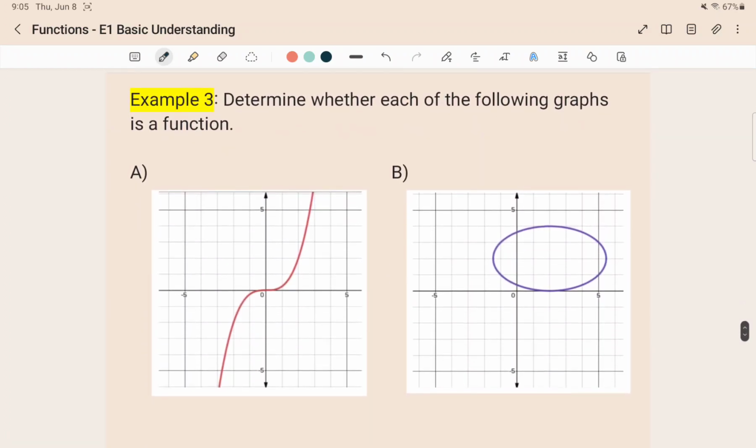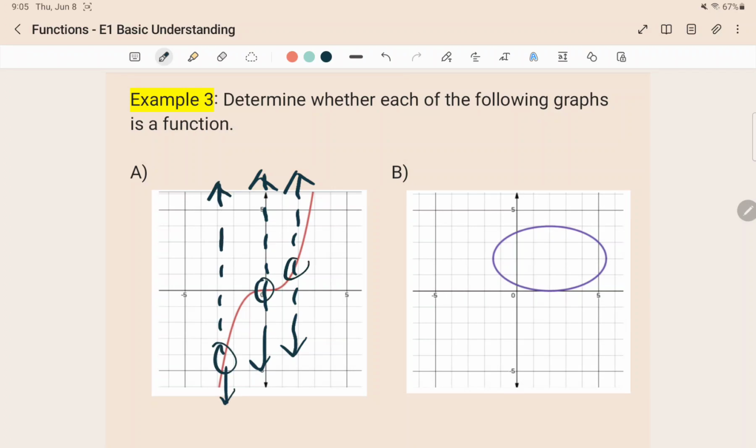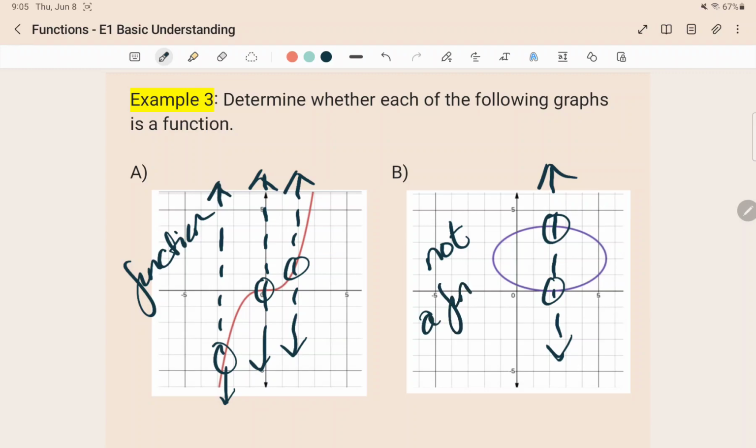Example 3. Determine whether each of the following graphs is a function. All right, so for this first graph, I'll try to draw a vertical line and hit more than one point. Nope. Nope. And nope. So each time I try to draw a vertical line, I'm only hitting one point of the graph. That makes this graph a function. In my next example, I can draw a vertical line pretty much anywhere and hit more than one point easily. This is not a function.